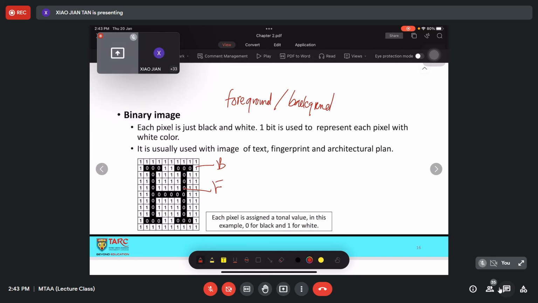So each pixel is just black and white, with 1 bit used to represent each pixel. It is usually used with images of text, fingerprint, architectural plans, because this saves a lot of space. So usually for a text file, we don't use RGB, we don't use grayscale, we just use black and white. Because no matter black and white, RGB, or 8-bit grayscale, you are still presenting the same thing. But what is different is the size of the text file. That is why, in order to save space or the size of the file, we select black and white.